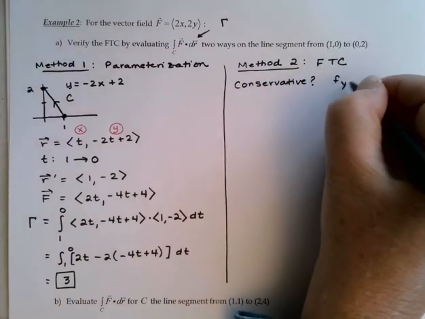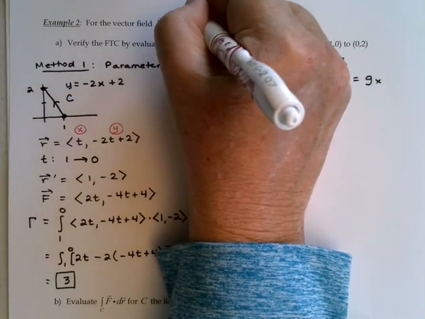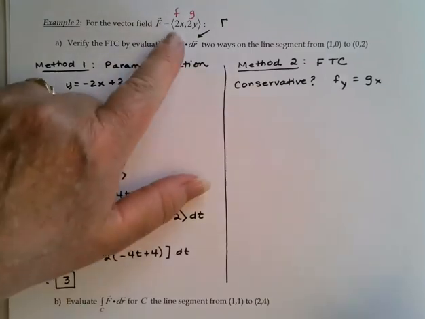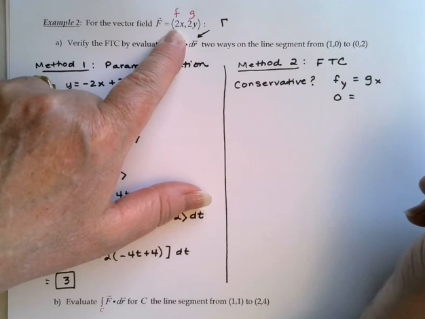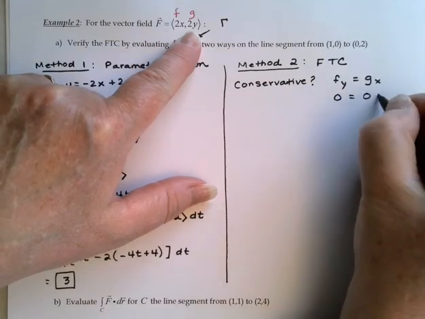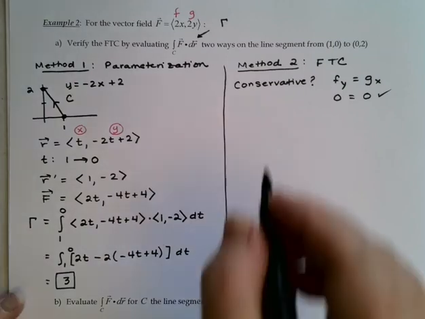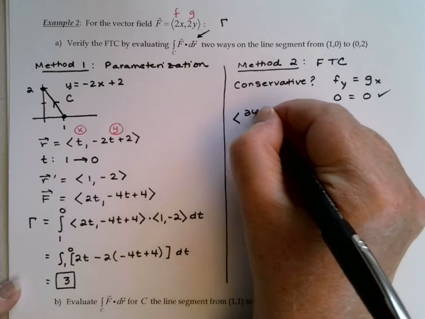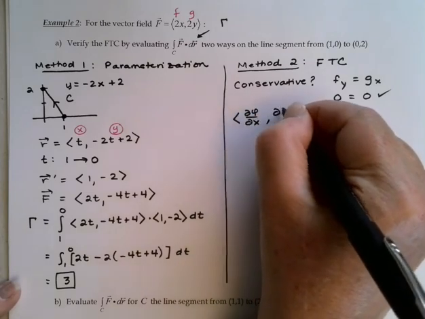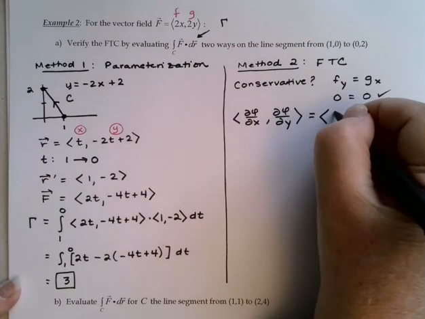The test, remember, is f sub y equals g sub x. This is my f and my g up here in the vector field. So f with respect to y, that derivative is 0. And g with respect to x is also 0. So yeah, they're equal. It's conservative. That means that the gradient of phi, partial x, partial y, has to equal this F.